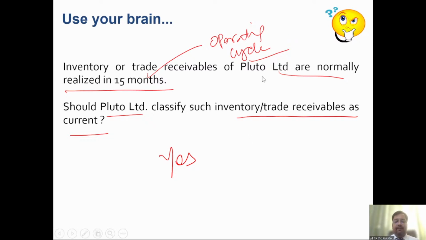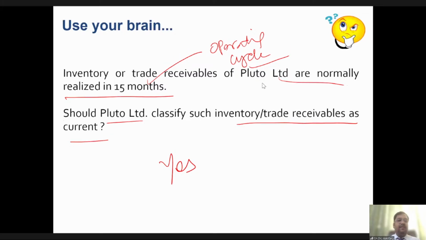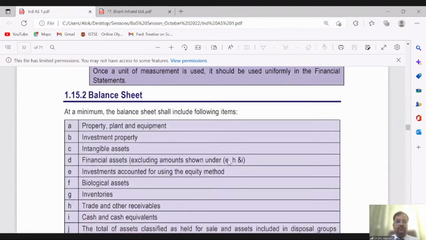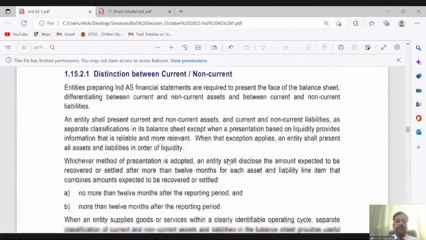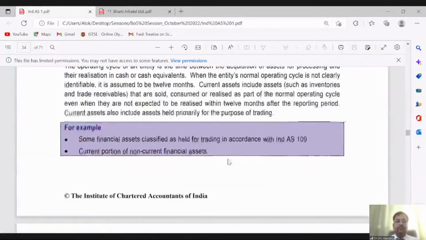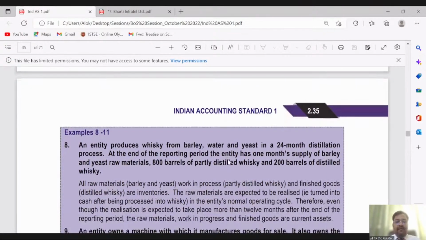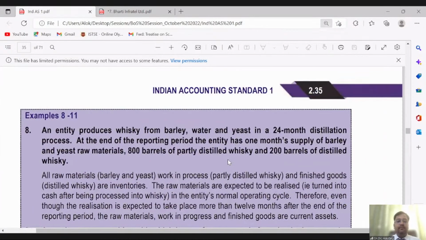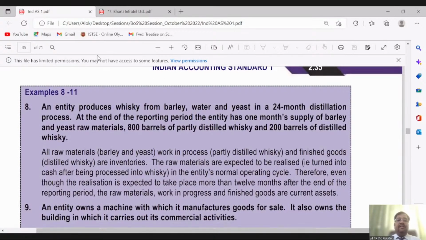So let's discuss some examples of current and non-current classification. Then we will discuss the next part. Let me know if the institute study material is visible, guys. I hope it is visible now. Friends, let's discuss example number 8.